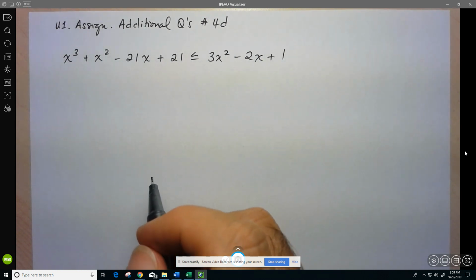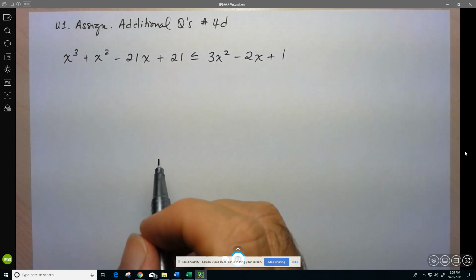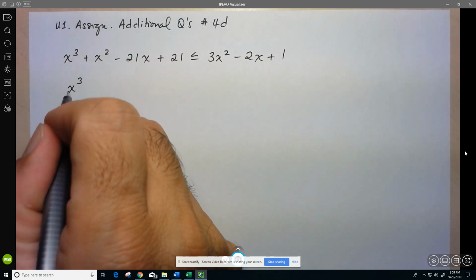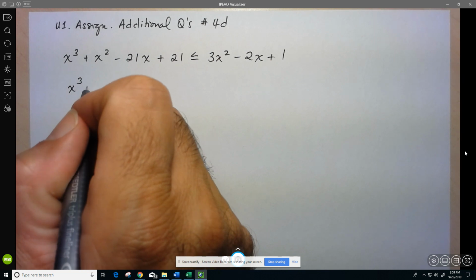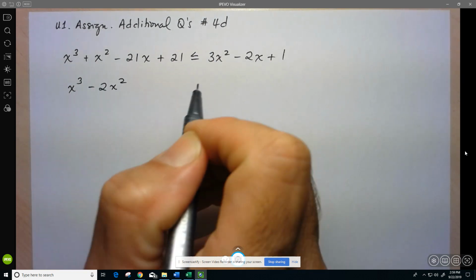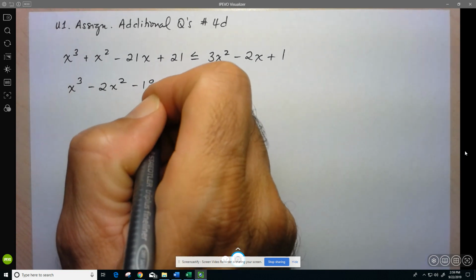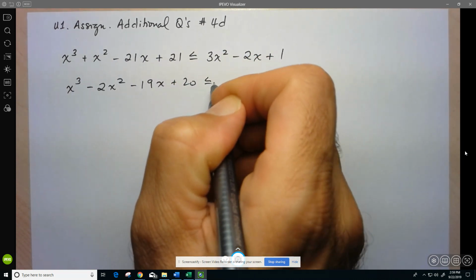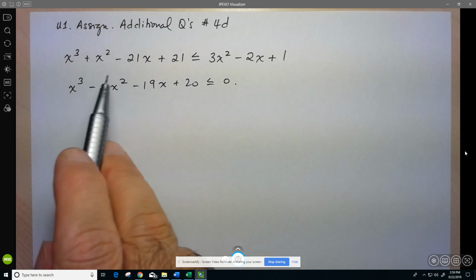Step 1 is to get all terms to one side and have 0 on the other side. I'll start doing that. I'll keep the x cubed here. I always like to keep a positive leading coefficient if I can. Bring over the 3x squared, so it's going to be minus 2x squared. Bring over that, so negative 21 plus 2 is going to be negative 19x, and then 20 minus 1 is 20.